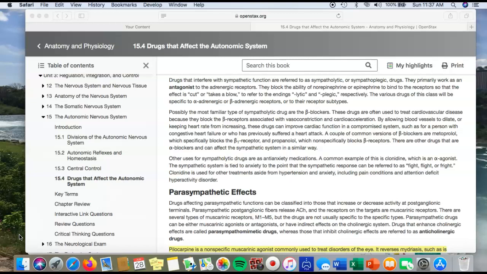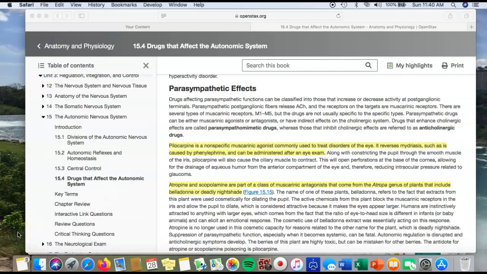Another use for a sympatholytic drug is an anti-anxiety medication. And one type that we'll talk about is an alpha agonist, and basically that's an alpha blocker, and we call that clonidine. And clonidine will help to calm down your fight or flight response and basically stop the anxiety.